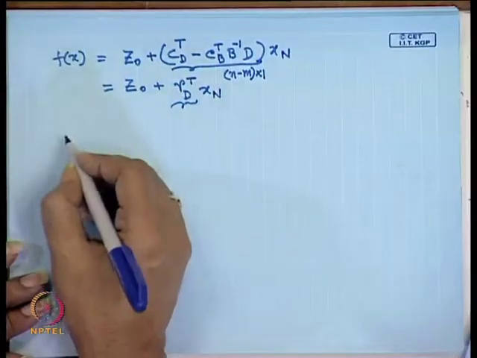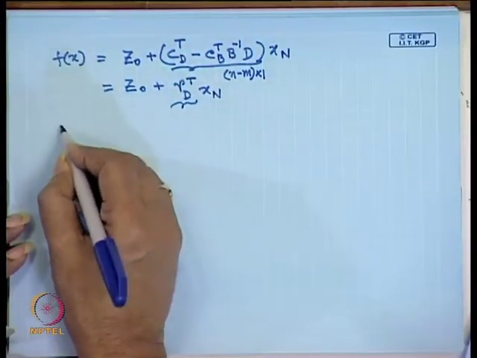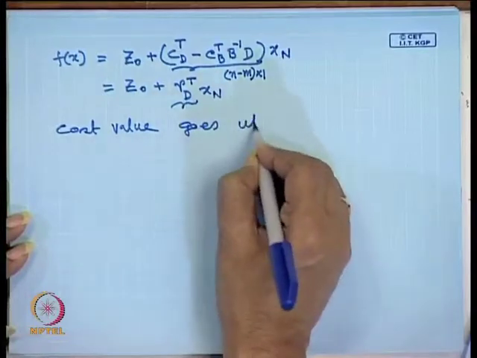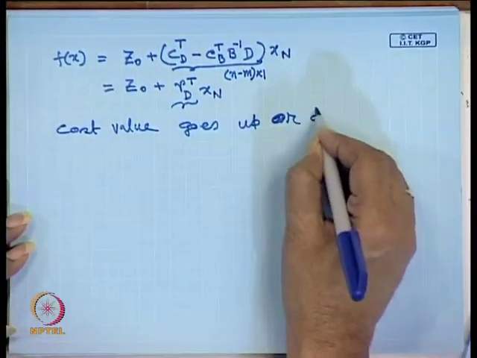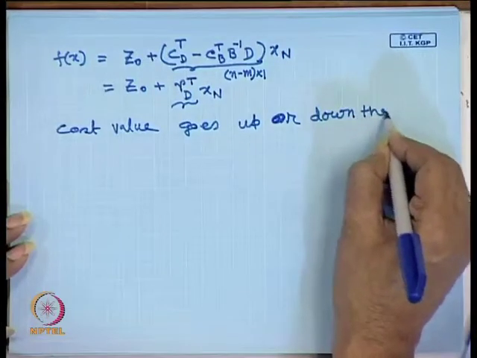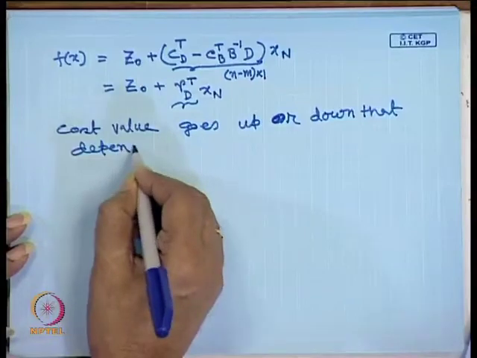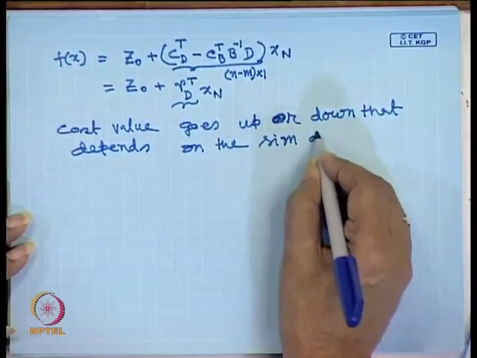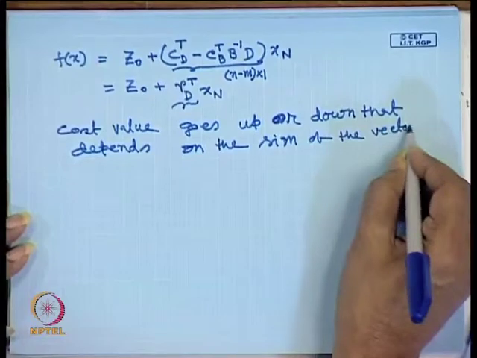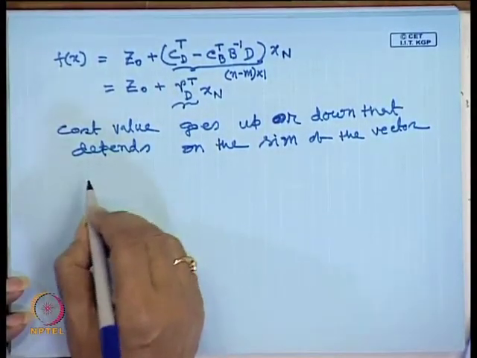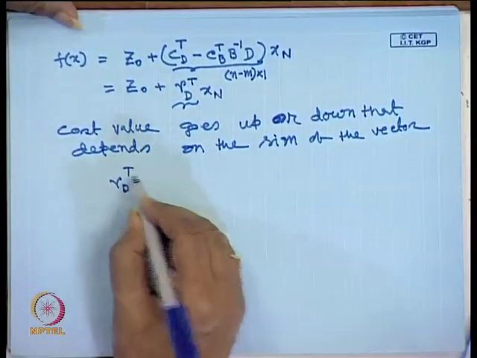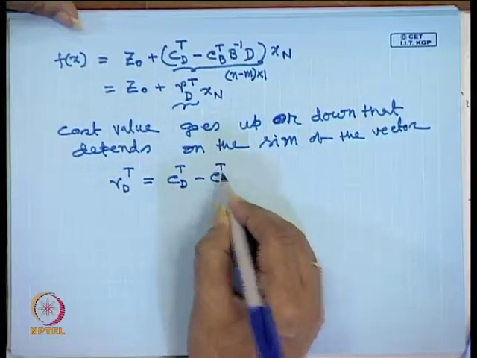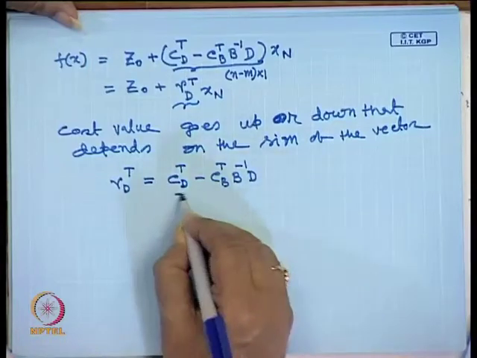That means the cost value goes up or down, that depends on the elements, or you can say on the sign, of the vector Rd transpose, which is equal to Cd transpose minus Cb transpose B inverse D.